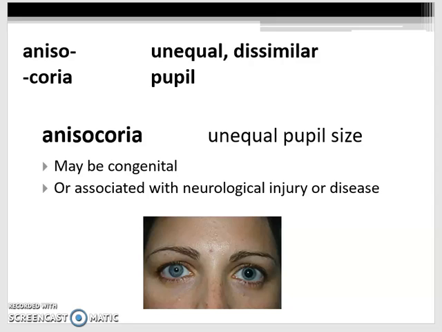Aniso means unequal or dissimilar. Coria means pupil. So we put it together, anisocoria: unequal pupil size. It may be congenital, and I just mentioned this a moment ago, and this is the actual word for it. So some people are born with it.